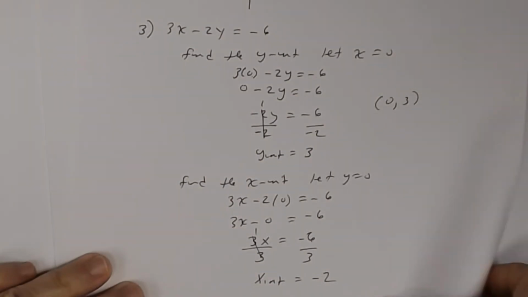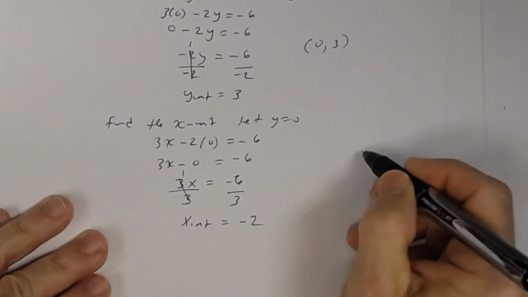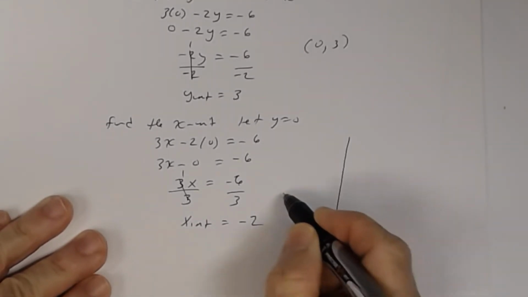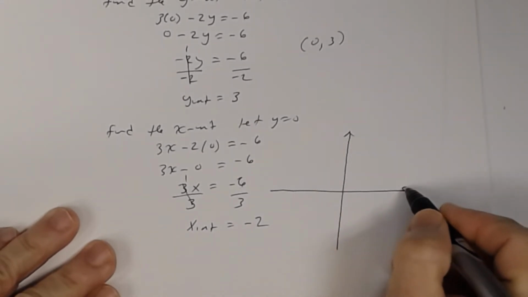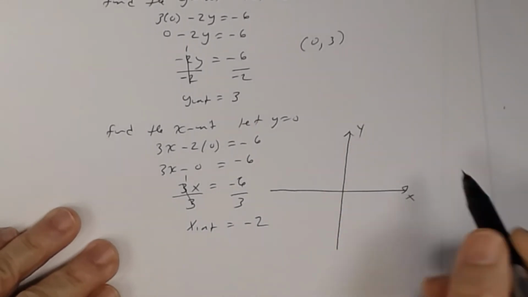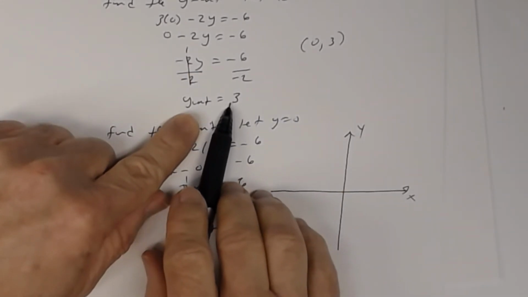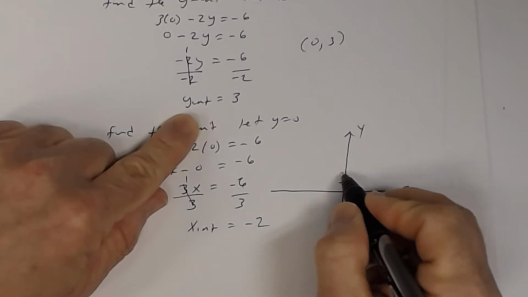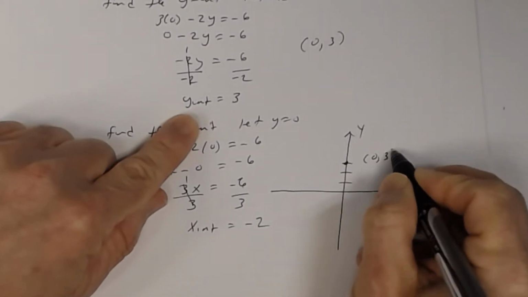All right, if you're going to do this by hand, which most of you will, here's what you would do. Here's the x-axis, here's the y-axis. The y-intercept is 3, right? That's where the graph crosses the y-axis. So you're going to go 1, 2, 3. Put a dot. Label it 0, 3.